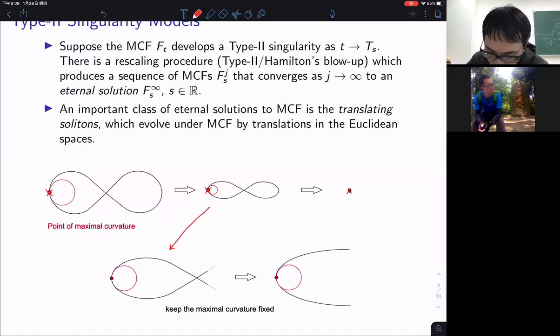And at the end, the whole thing will converge to a non-compact curve. So although the original curve is closed, after you do the rescaling and take the limit, you will get a non-compact limiting curve. It looks like this, and it is called the Grim Reaper, and it is a translating soliton, translating in this right-hand side direction.